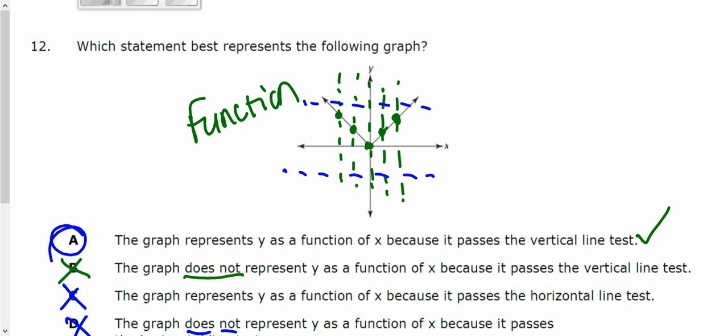So that's the end of video 2. You should be through numbers 1 through 12 of your test review.